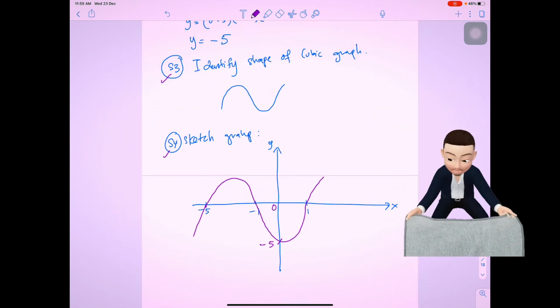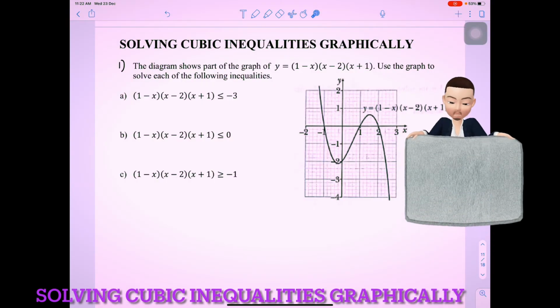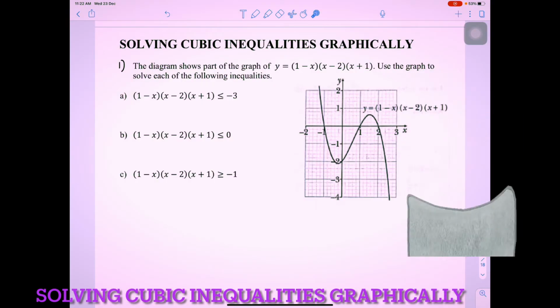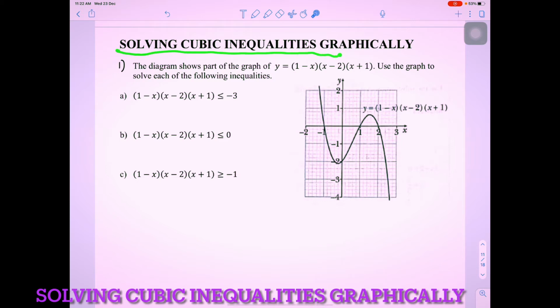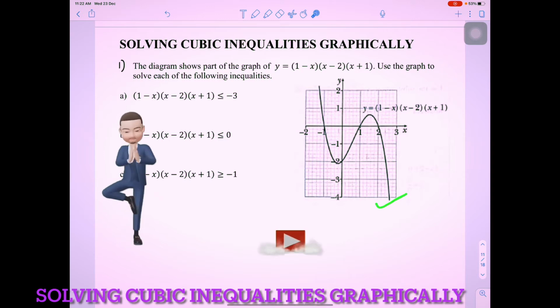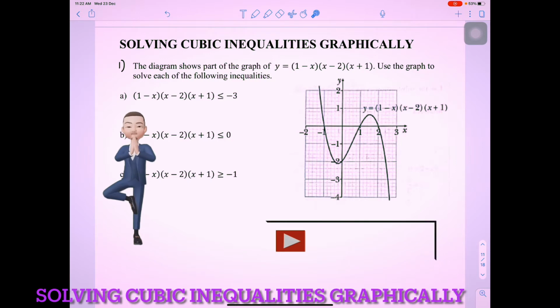Okay, now we are going to discuss an example question of solving cubic inequalities graphically. Okay, so now we are going to use an accurate graph to solve the inequalities. Okay, now let's straight away discuss.